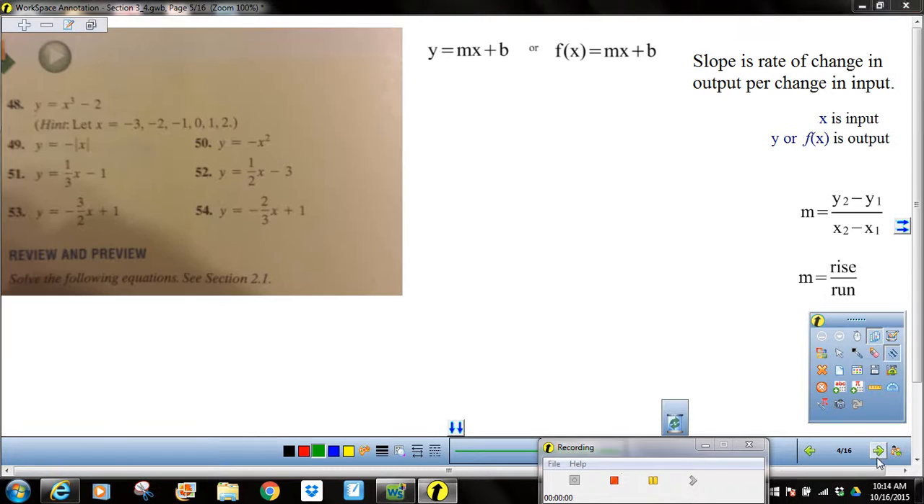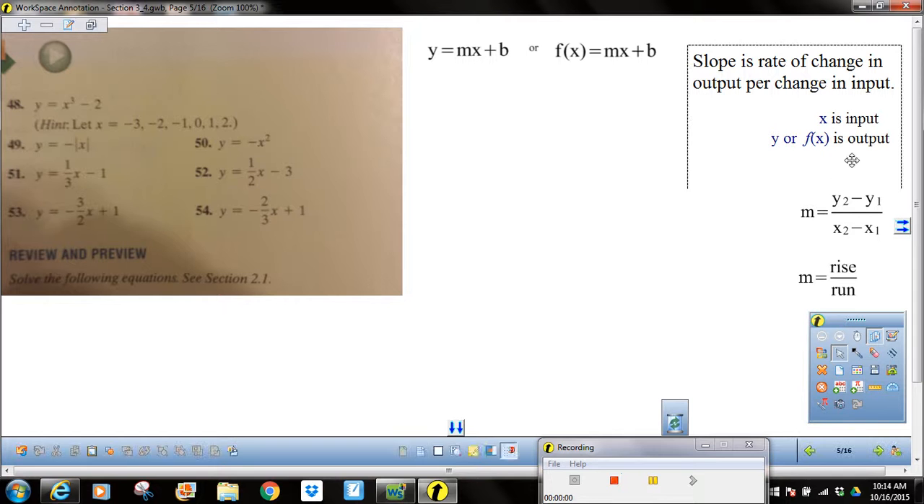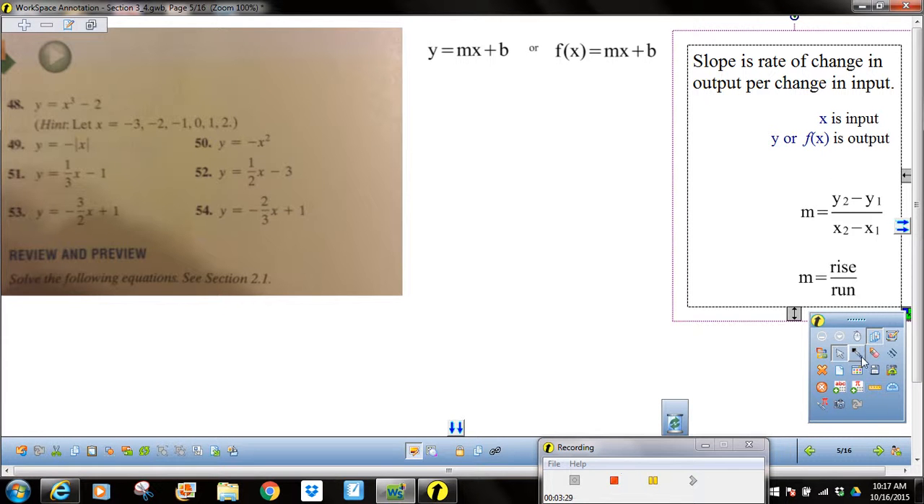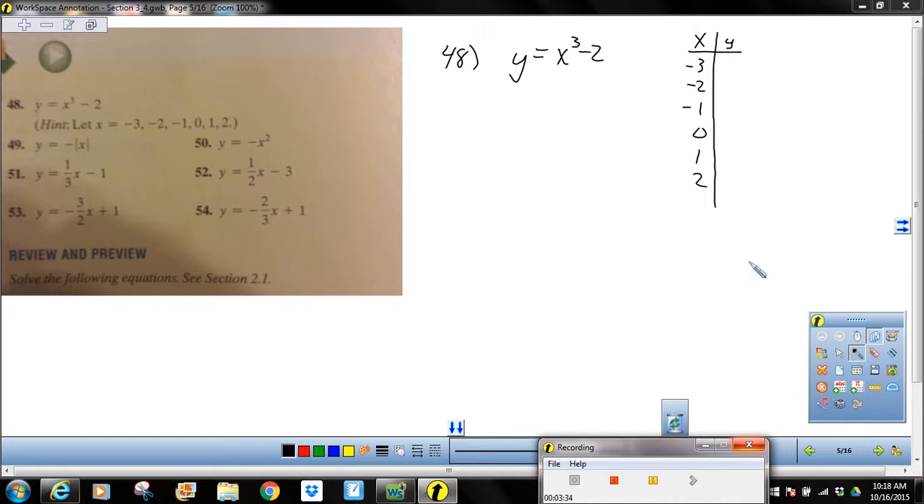Okay, number 48. I put some reminders on this one about slope-intercept form and what slope is. I think I can probably take those off. On number 48, it is y equals x to the third minus 2, definitely not linear.